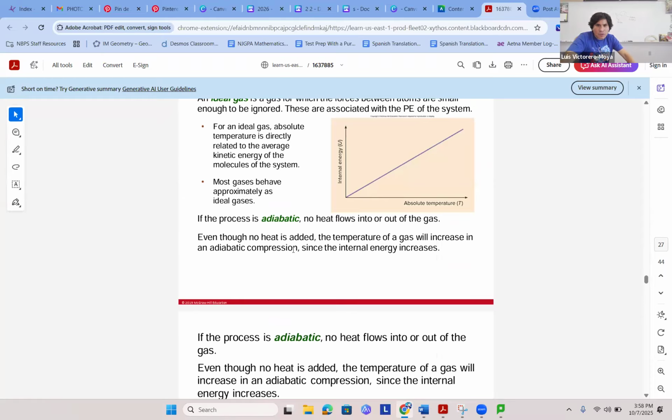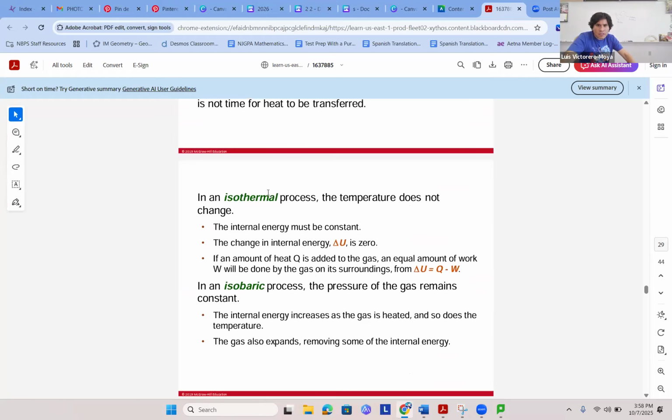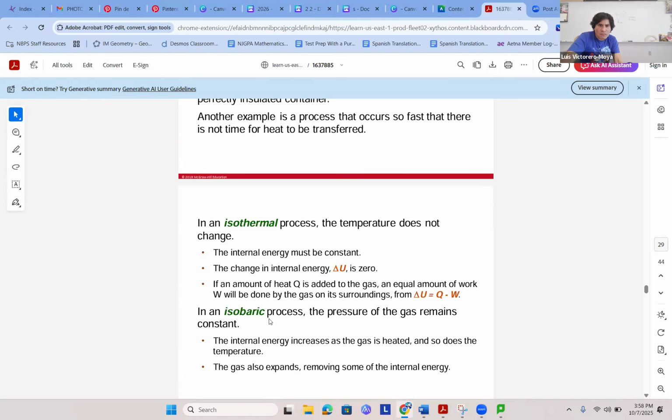Here's what I was talking about, the different processes, adiabatic, isothermal. For this one, I would just recommend you guys read what an isothermal process is and what happens with the change of internal energy. For isobaric, what happens with internal energy.